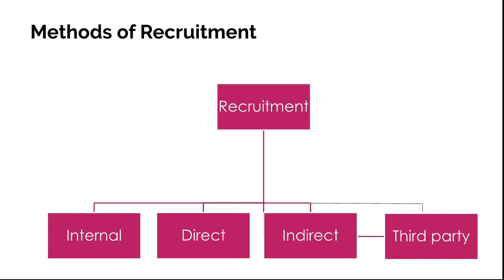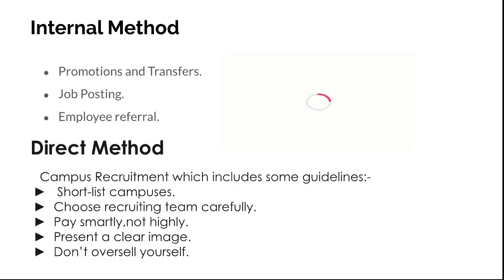So basically there are three methods: internal method, direct method, and indirect method. The indirect method also includes a third party method. So you can basically say that there are four methods: indirect, direct, internal, and third party methods. So the first method is internal method. Internal method includes three types: promotion and transfer, job posting, and employee referrals.